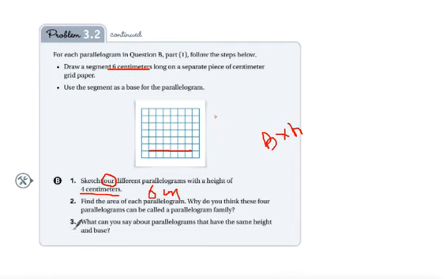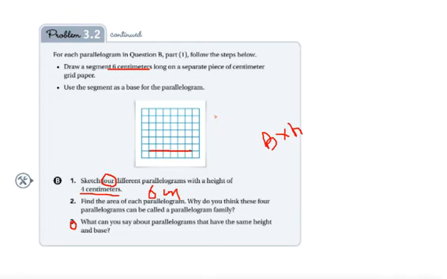Last question you need to answer is B3. What can you say about parallelograms that have the same height and same base? What conclusion can you draw from your activity today? What can you tell me about parallelograms that have the same height and same base?